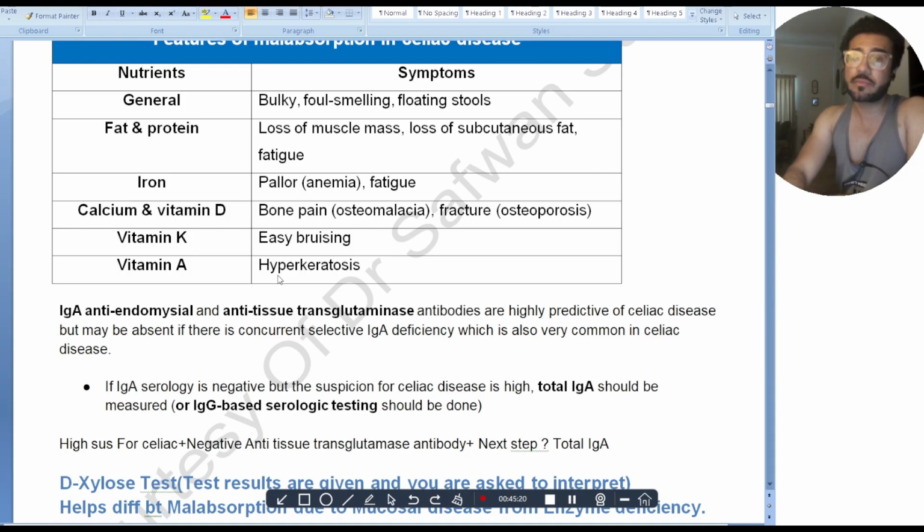So vitamin A, you're going to get hyperkeratosis, that is, the keratinocytes multiply faster, and that results in excessive production of keratin. At the moment I'm talking about the skin. So you get excessive production of keratin in the stratum corneum of the skin, since the epithelial cells are now misprogrammed.